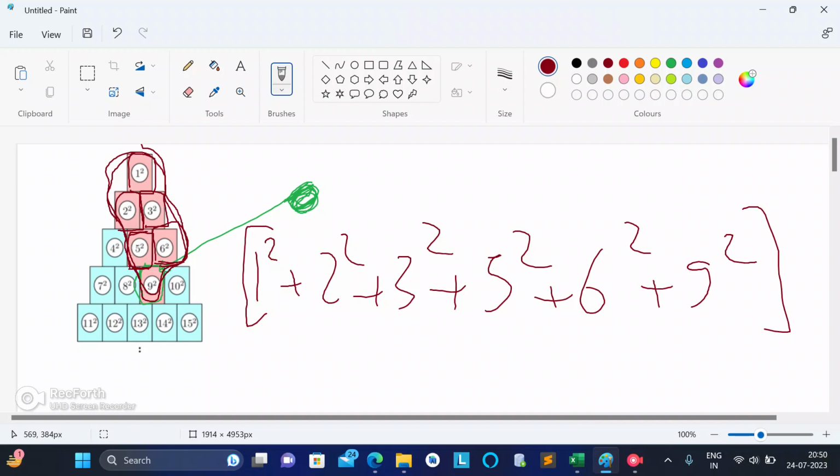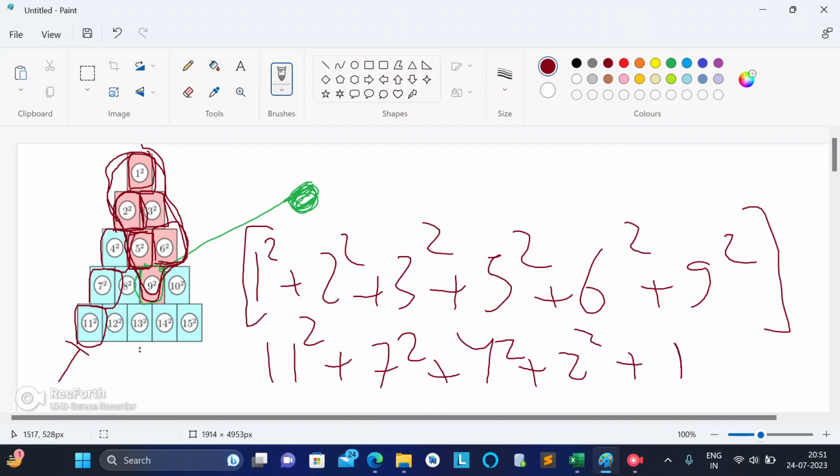Suppose the ball hits the can numbered 11 squared. 11 squared is in direct contact with 7 squared and 7 squared is above it. 7 squared is in direct contact with 4 squared and 4 squared is above it. Similarly for 2 and 1. So the answer will be 11 squared plus 7 squared plus 4 squared plus 2 squared plus 1 squared. If the ball hits the can numbered 7 squared, then the answer would be similar.